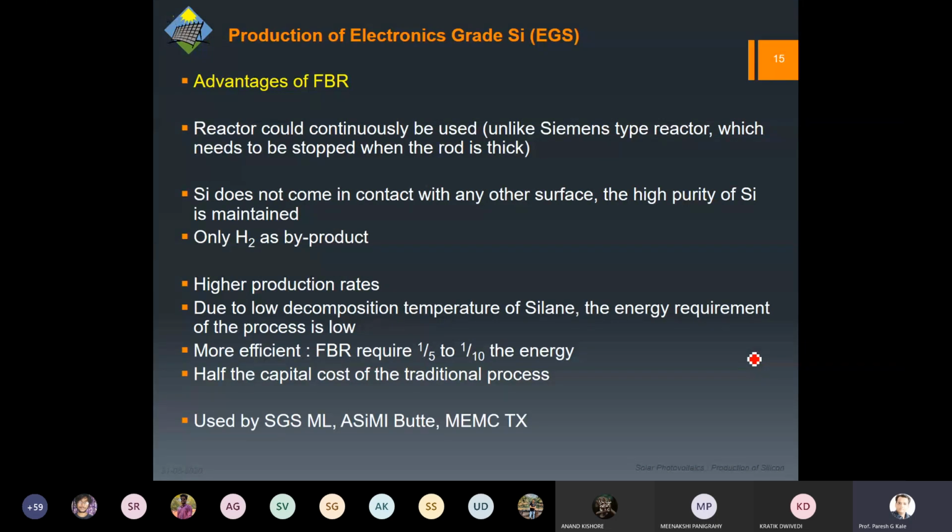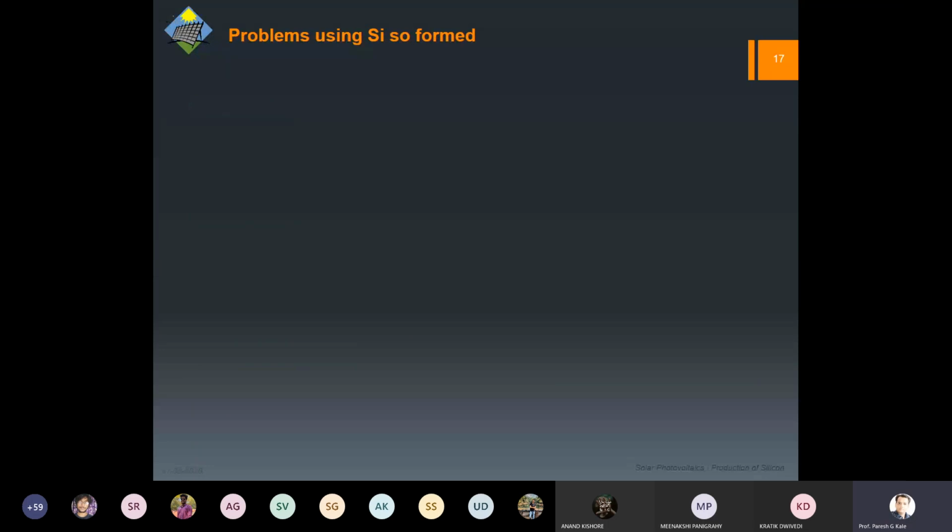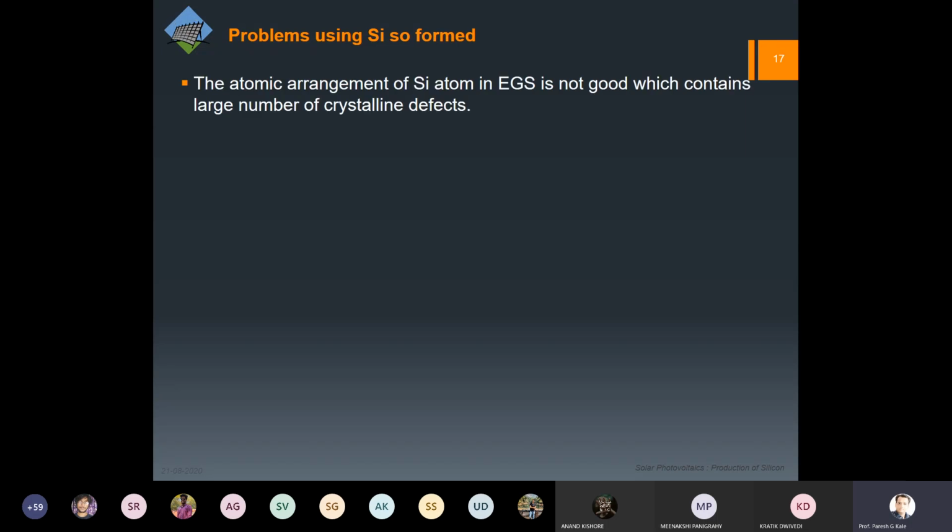So obviously people are moving towards FBR, which is a better process. But whatever process you use, either Siemens or FBR, there are still certain problems. What are these problems? The atomic arrangement of the silicon is still not in the good form which we want. It still has multiple crystalline and a variety of crystalline defects. And certainly the shape of the material which is formed is not good for device fabrication.